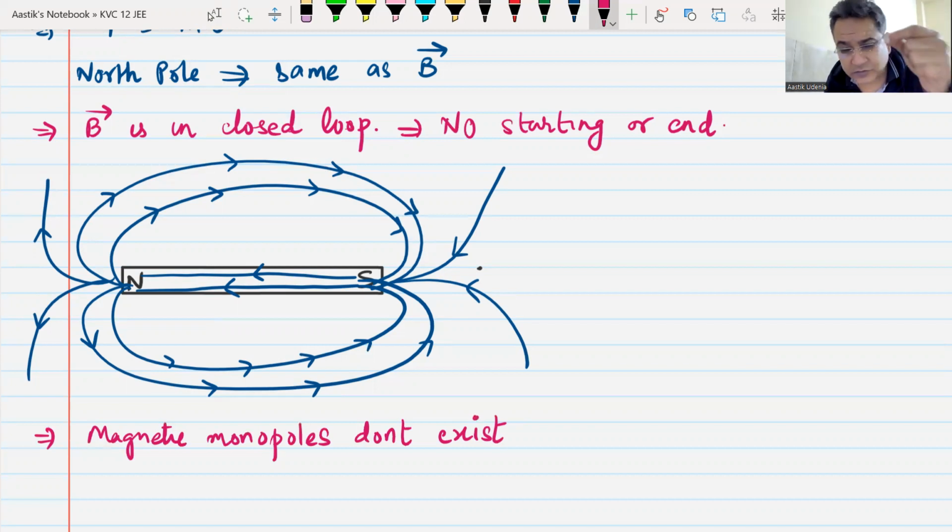You can have a single positive charge, a single point charge is possible. A single negative charge, point charge is possible. Electric monopoles exist. Electric charge can exist without pairs. A positive charge can exist on its own. A negative charge can exist on its own. But a north pole cannot exist without a south pole. South pole cannot exist without a north pole. Magnetic field lines have to be in closed loop. All mean the same thing. We understand this?